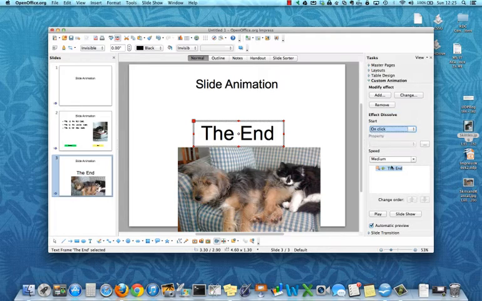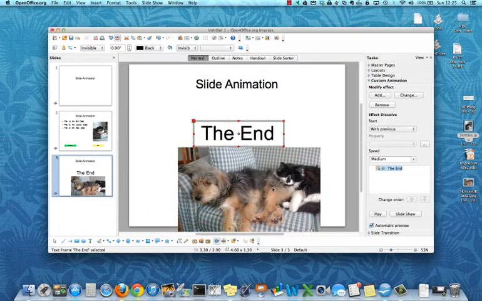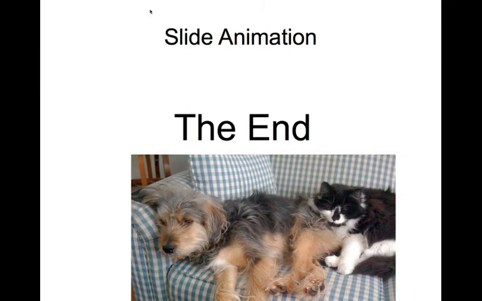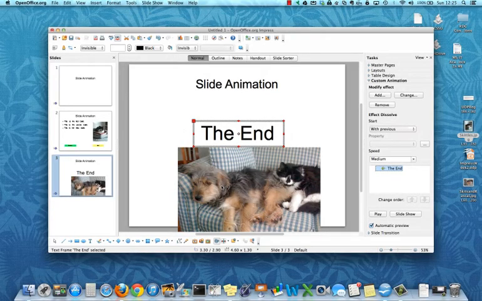So leave on click there, right-click, go to timing, select with previous, and let's say after 1 second the words the end will disappear. So we have that in place. Let's run the slideshow and see how that works. So there are the words the end. After 1 second they disappear. So that works like we want it to work.